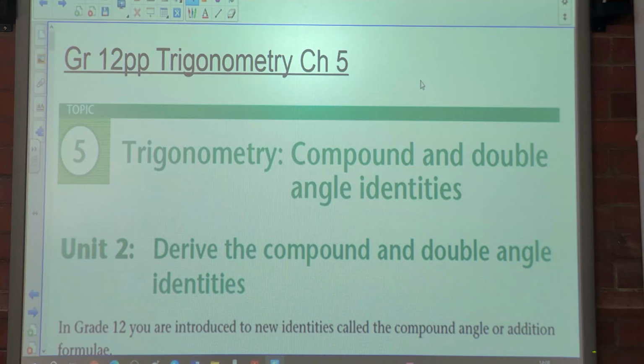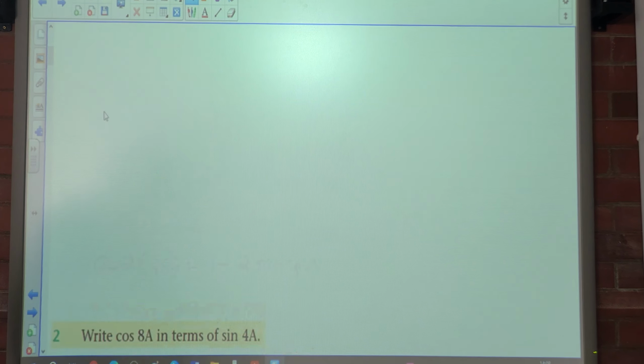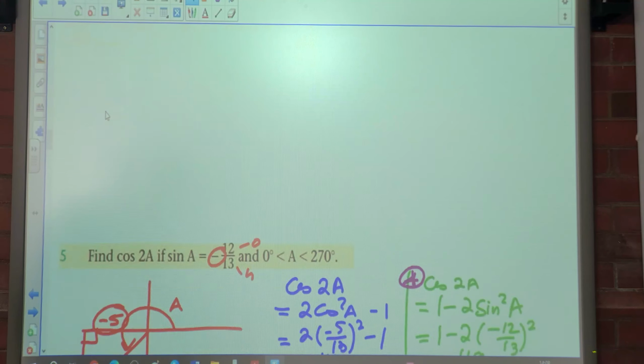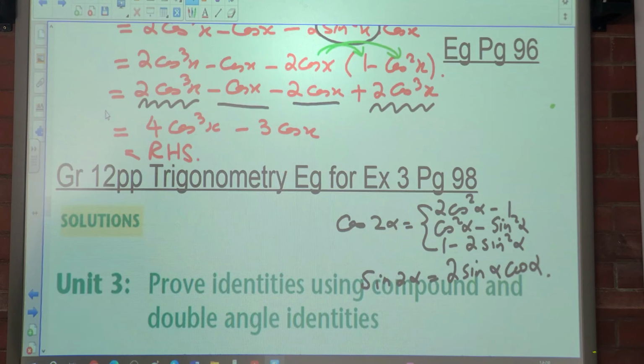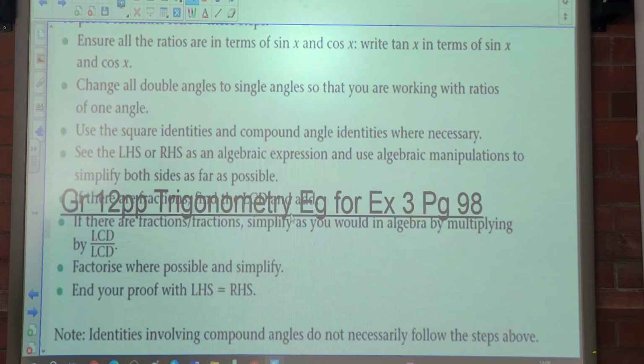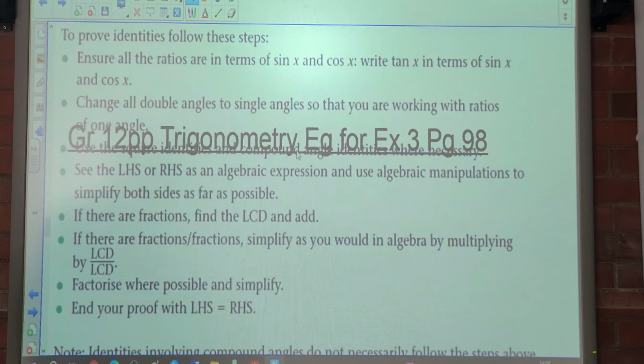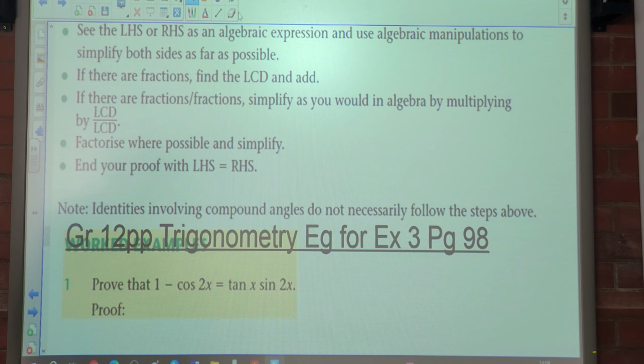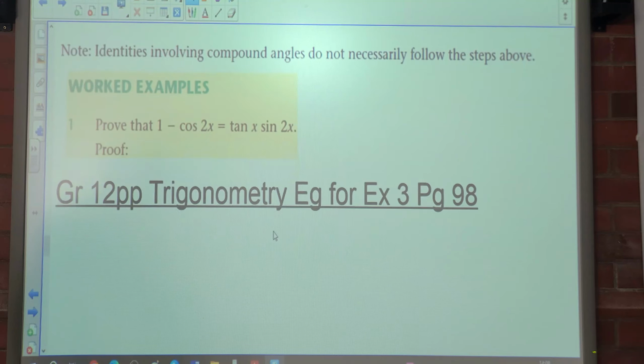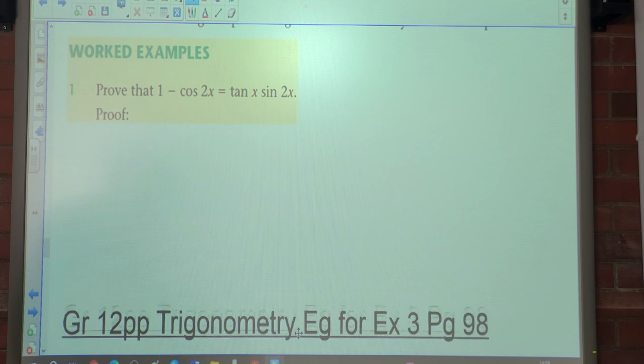Hey, good afternoon, class. So today we're looking at trigonometry. We're on examples for exercise 5. Is that correct? So yesterday we did the explanation and everything, but because of load shedding we didn't do the examples, okay?